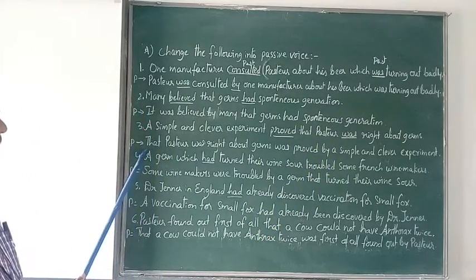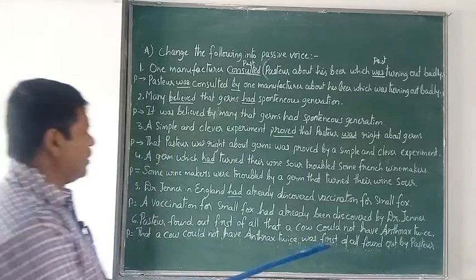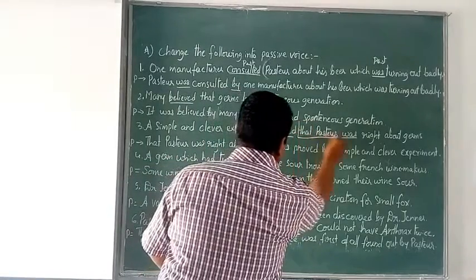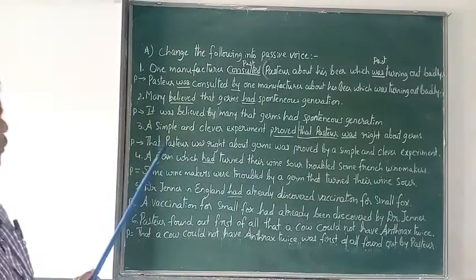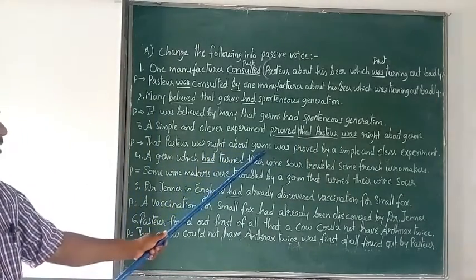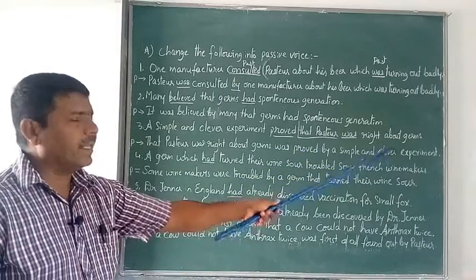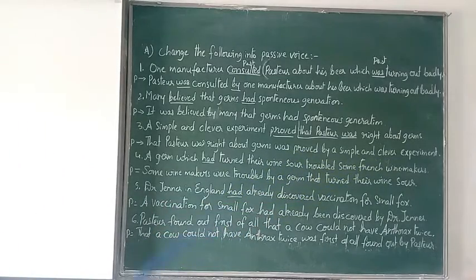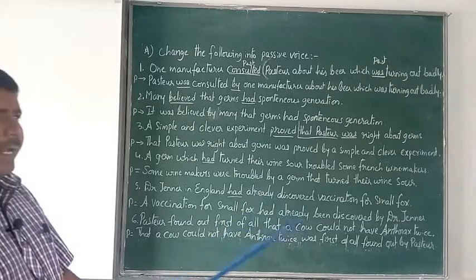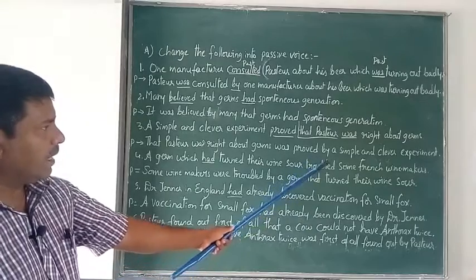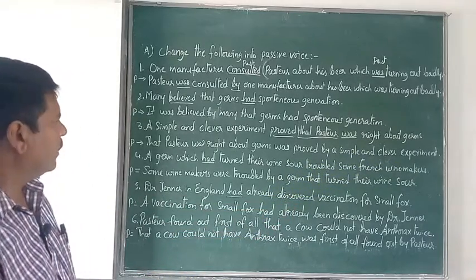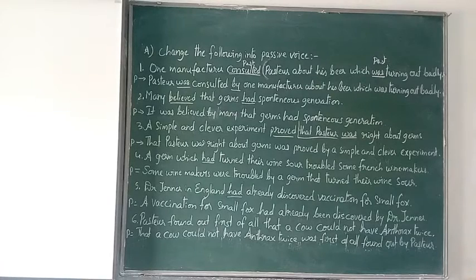Now, say "that Pasteur", you see here, I am giving the sentence from here. That Pasteur was right about germs was proved by a simple and clever experiment. Here the experiment is the action. Understand? You have to understand the verb. The verb has to be connected to the "by". So, by some clever experiment. Clear? Got it?